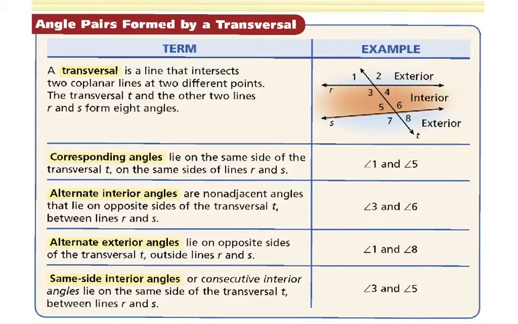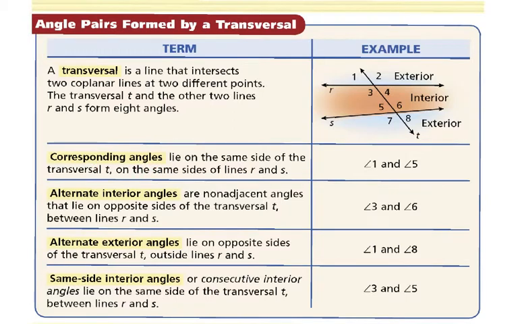We have 2 lines that are in the same plane, and then there's this line going through it called a transversal, and that's where the definition comes from. So a transversal intersects 2 lines that are coplanar. All right, so we have these different types of angles, and the relationships that they have with each other. We're going to look at those. So corresponding angles, these types of angles lie on the same side.